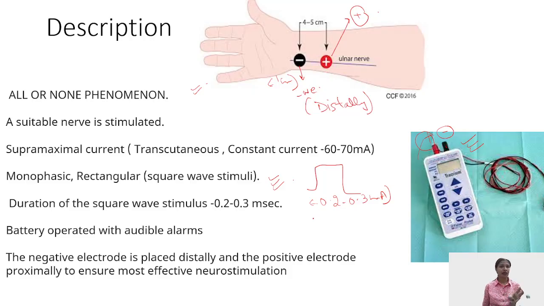So these three characteristics you all have to remember of an ideal nerve current that is generated using your peripheral nerve stimulator: it has to be monophasic, a square wave stimuli, and the duration has to be at least 0.2 to 0.3 millisecond. These battery operated devices have an audible alarm, and as already told, the negative electrode is always distal and the positive electrode is proximal to ensure effective neurostimulation.